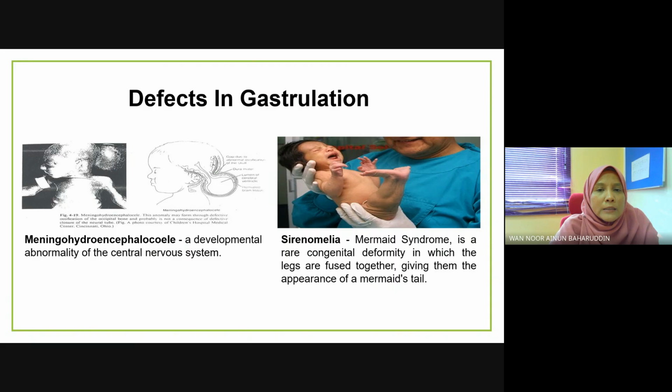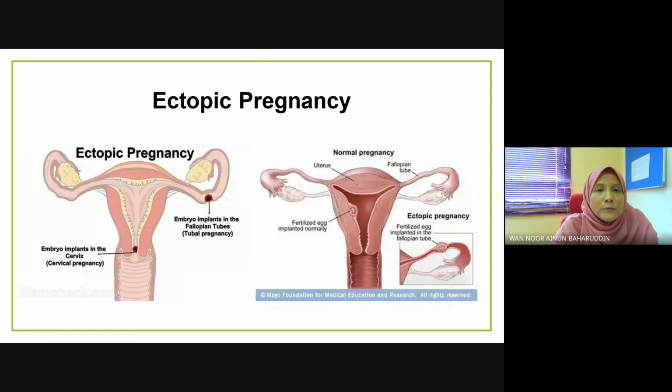If there are defects in gastrulation, there are types of disease, such as meningohydroencephalopathy, an abnormality in the development of the central nervous system, and sirenomelia, what we call mermaid syndrome, a congenital deformity where the legs are fused together, giving the appearance of a mermaid tail.